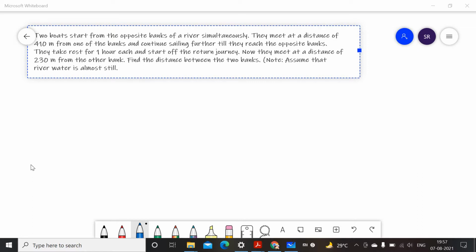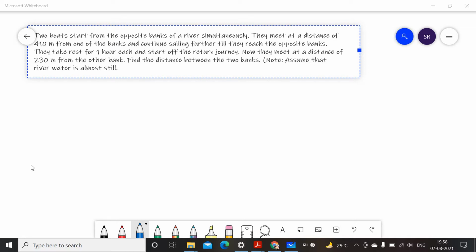Two boats start from the opposite banks of a river simultaneously. They meet at a distance of 410 meters from one of the banks and continue sailing further till they reach the opposite banks. They take rest for 1 hour each and start off the return journey. Now they meet at a distance of 230 meters from the other bank. Find the distance between the two banks.